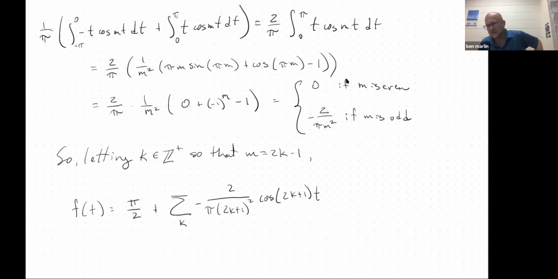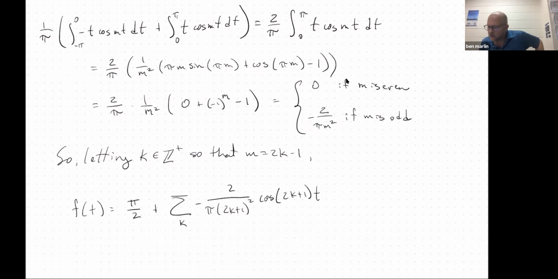Okay. Now, that's kind of a messy way to write this. We don't want to have to say something about a piecewise defined function and all this stuff. So I'm going to go ahead and use a value of k here and set it up so that 2k minus 1 will turn out to be m. So for k equals 1, you'll get m equals 1. For k equals 2, you'll get m equals 3, so on and so forth.